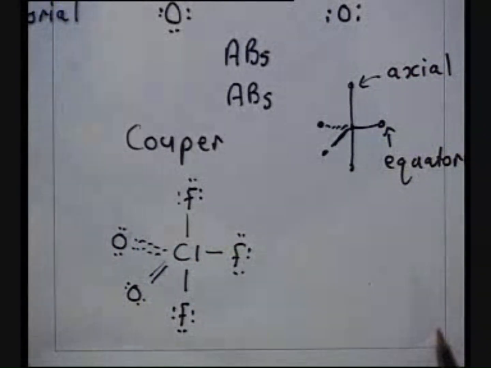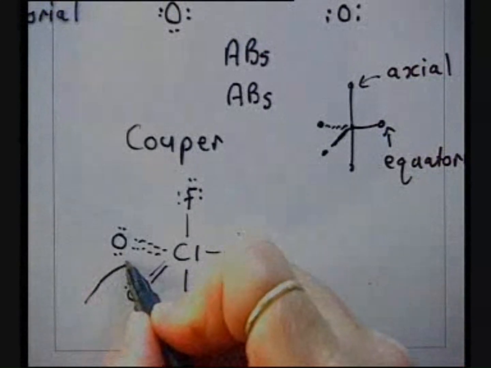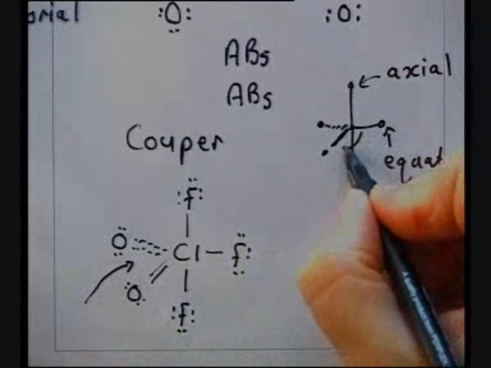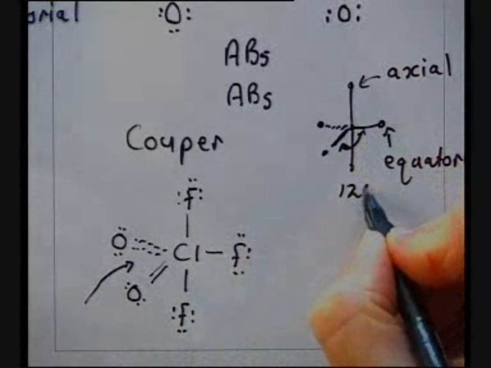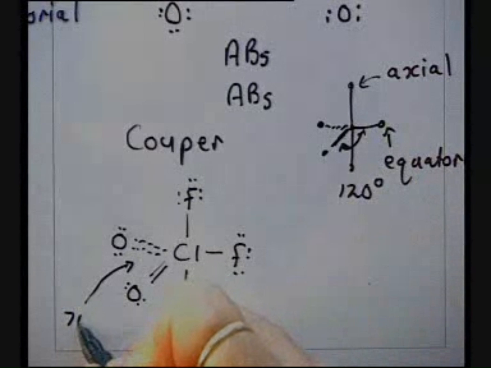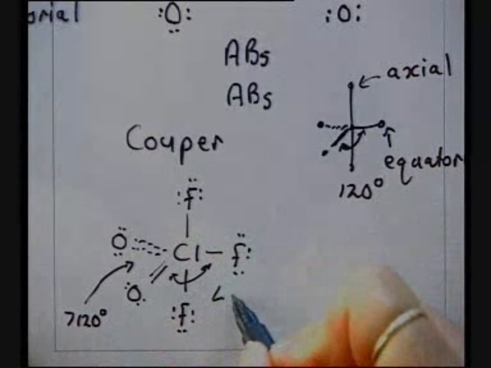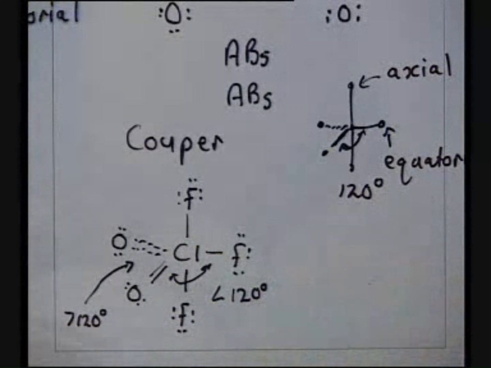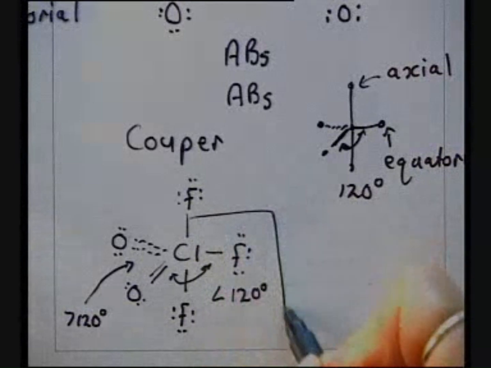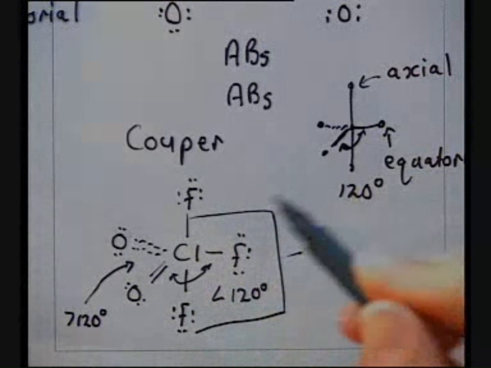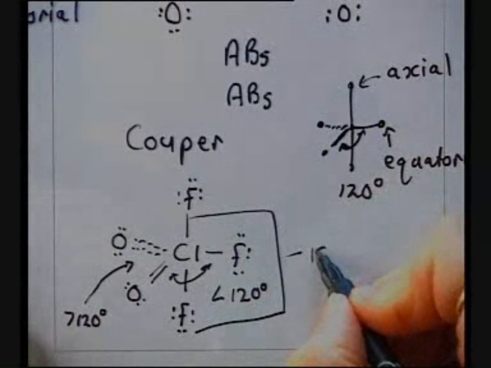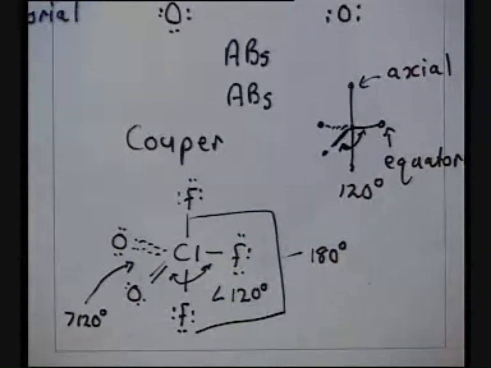We predict then a structure where we have got slight distortion between the 2 double bonds. We expect this bond angle to be a bit larger than the perfect expected 120 degrees, and we expect this bond angle to be a bit smaller than the perfect 120 degrees. The bond angle fluorine axial, chlorine axial, will be more or less 180 degrees.